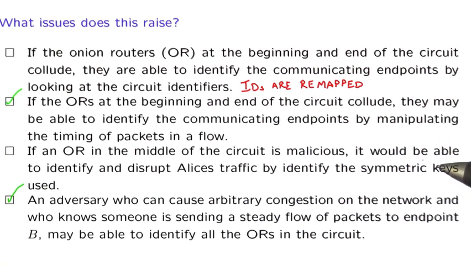The third item is not an issue. Different keys are used between each router, so there is no way for a malicious router to identify and associate a key with Alice. This fourth item is an issue.